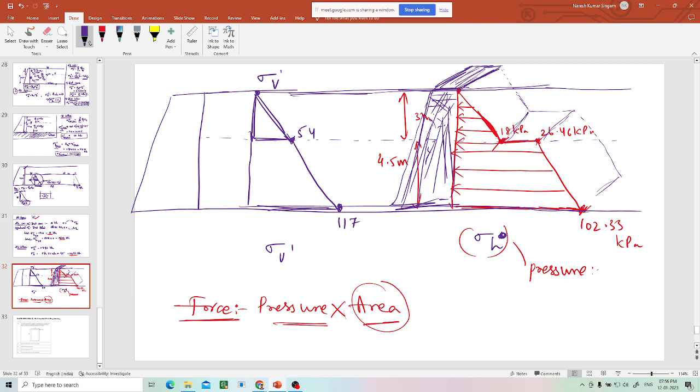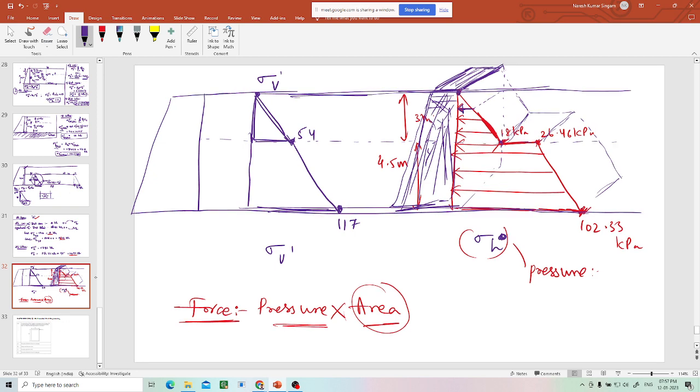Now what you have to do, this pressure I know. Suppose at one depth, I know the pressure along the length. So this area you have to take, right? That area multiplied by this pressure, you will get the force. But here one point is this pressure is not uniform. At the top it is 0, at some point it is 18, it is a triangular variation. Then you have to take the average pressure over this area.